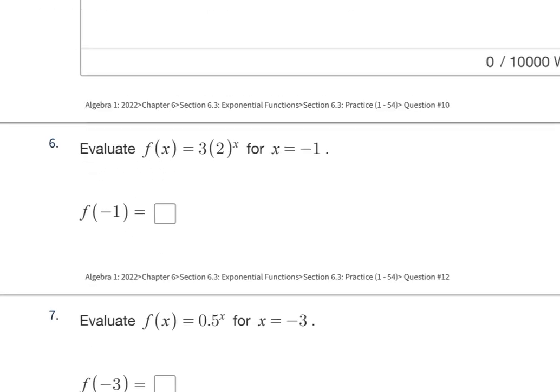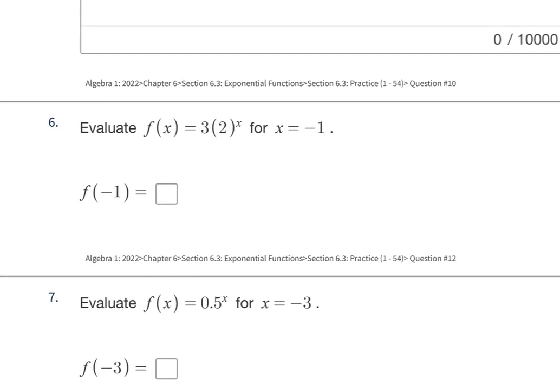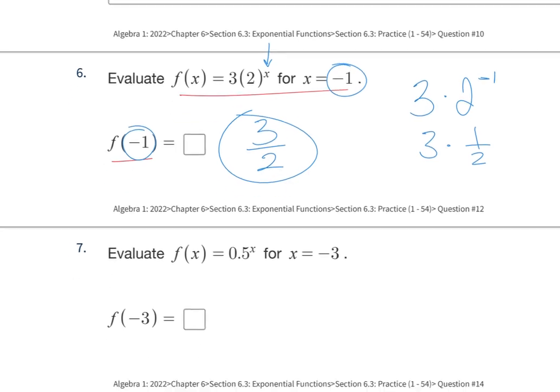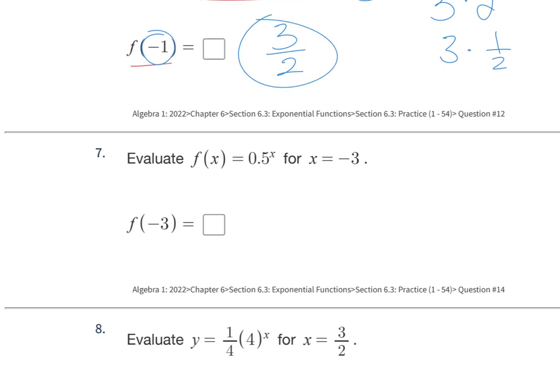Okay. Number 6, now we're just evaluating. And if you're like, this plus this is a little confusing, don't worry. They're just saying take this, and plug it in for the x. So it's going to be 3 times 2 to the negative 1 power. Well, that's 3 times 2 over, 3 times 2, 3 times 1/2. It's 3 over 2.